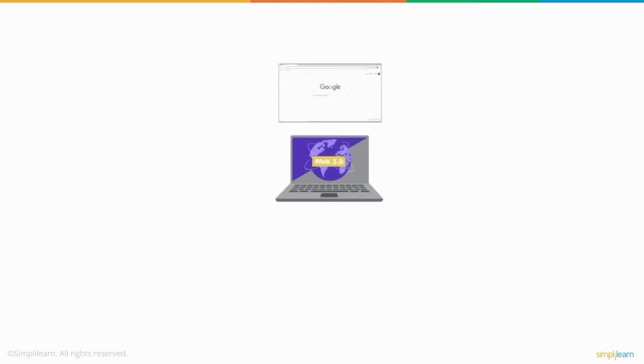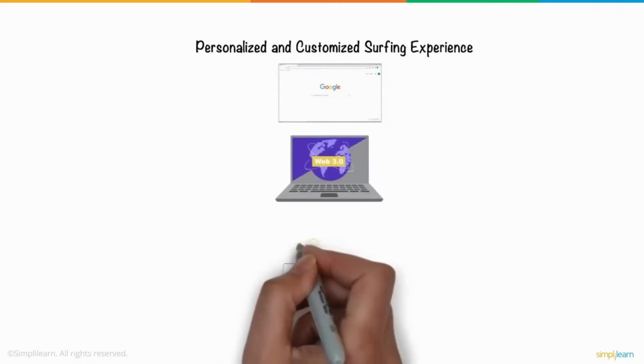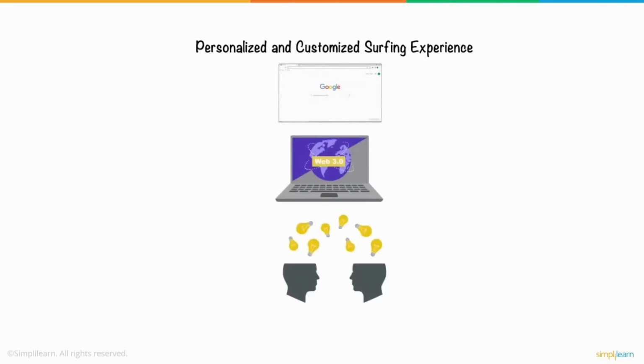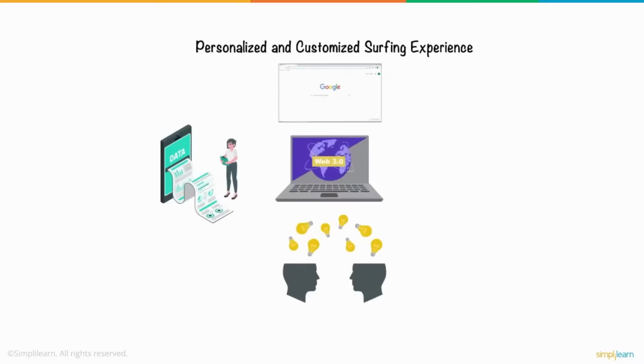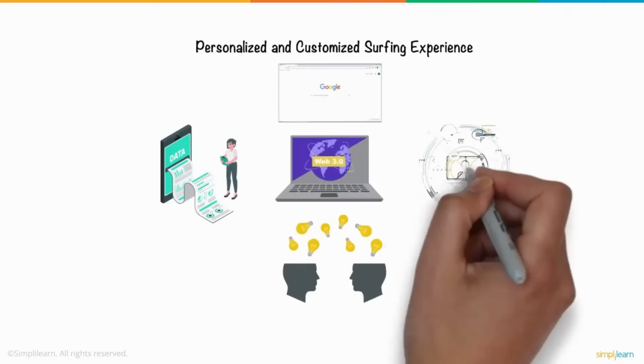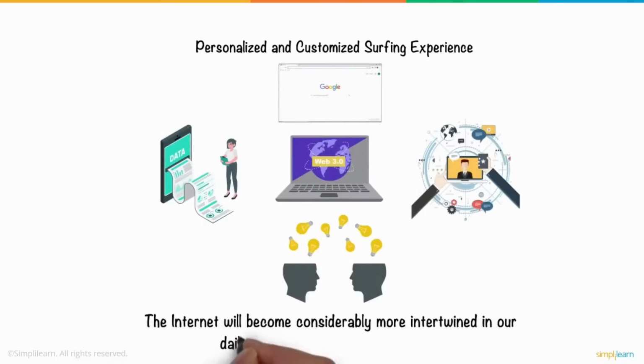Web 3.0 will offer a more personalized and customized surfing experience, and a smarter and more human-like search assistant, and other decentralized benefits, all of which are believed to contribute to a more fair web. This will be accomplished by giving each user control over their data, resulting in a richer overall experience. In a nutshell, the internet will become considerably more intertwined in our daily lives when Web 3.0 arrives.